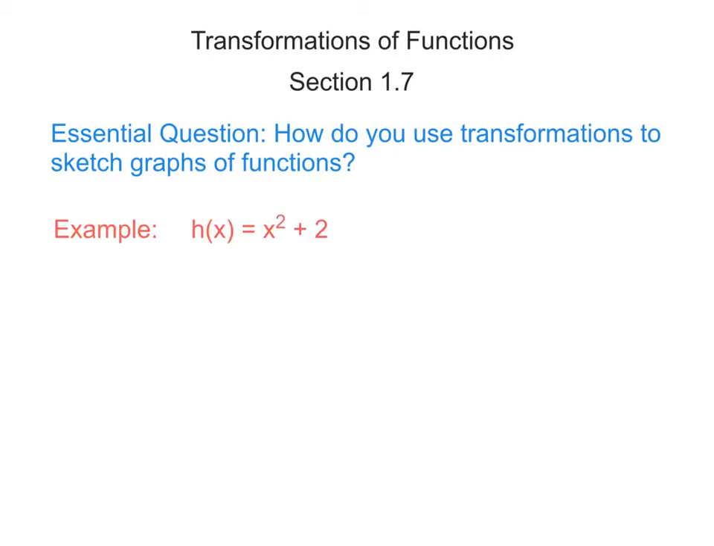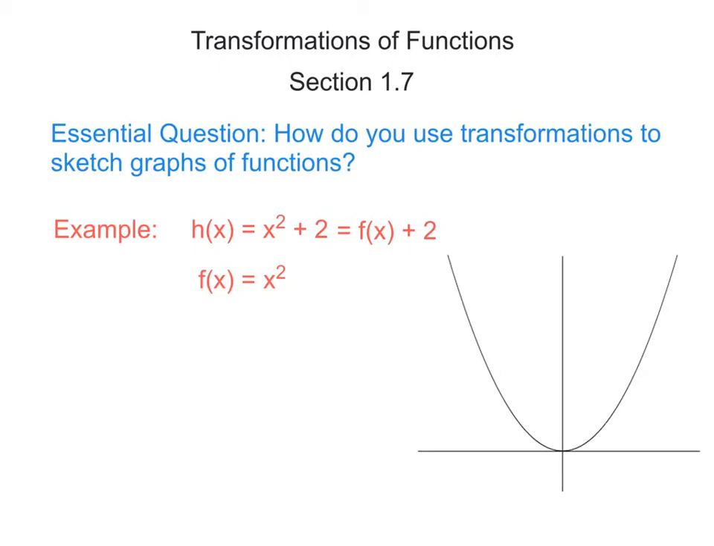So for example, let's say I wanted to know what the graph was of a function h of x, which was equal to x squared plus 2. I might recognize the fact that we had a parent function, f of x equal to x squared. So if I look back at my original h of x, I would realize that h of x is simply equal to f of x plus 2. So if I would take the graph of f of x and shift it up 2 units, I would get the graph of h of x.